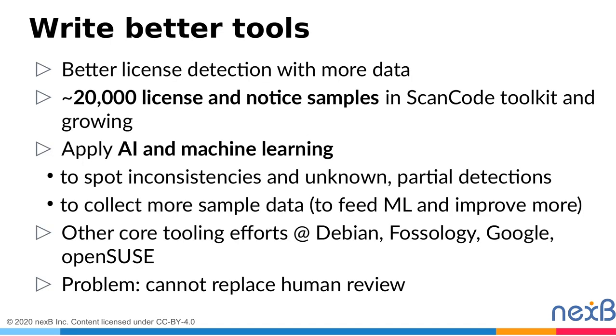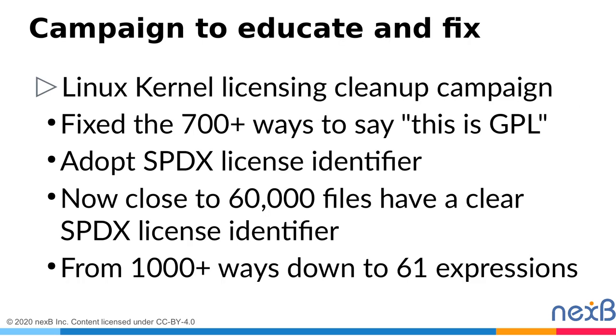The other approach is to write better tools. It's what I'm doing with ScanCode. The approach here is to collect more and more license examples, notices and texts, and then apply machine learning to spot inconsistencies in the detection. So not really using machine learning for detection, but rather to spot issues from detection, and use that also to inject more data, more samples, to feed machine learning and AI. It cannot, though, replace human review entirely, unfortunately.